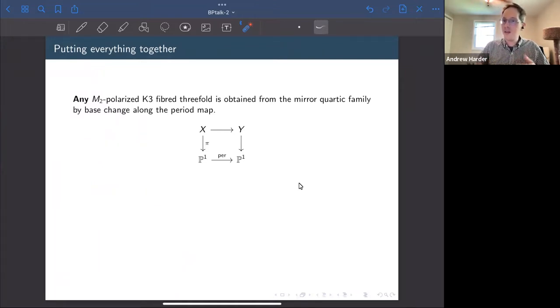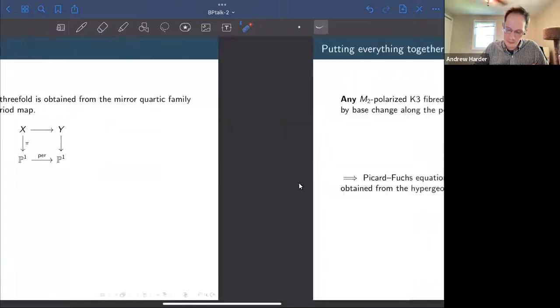So we can apply the same technique. And in fact, we use the computation that we had on the previous page to prove the general statement. And we basically use the following idea. We know that any M2 polarized K3 fibred threefold can be obtained from the mirror quartic family by base change along the period map. This was a statement that we had before, and I'm just restating it.